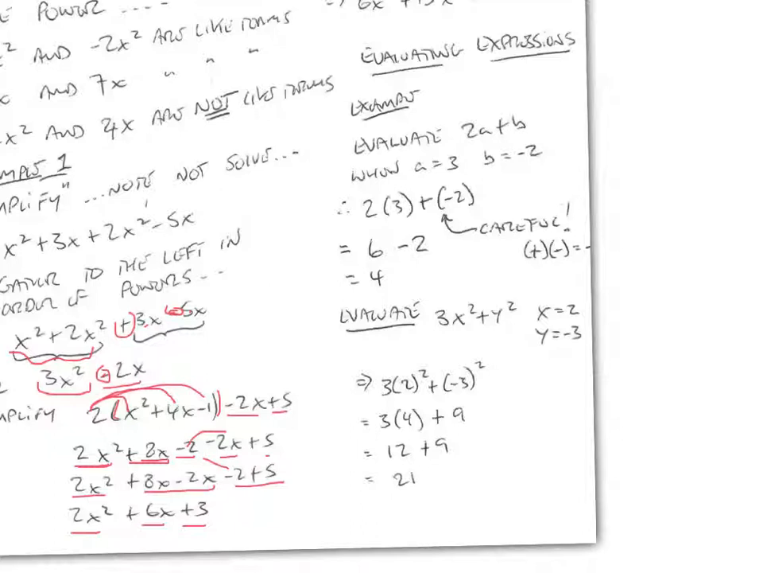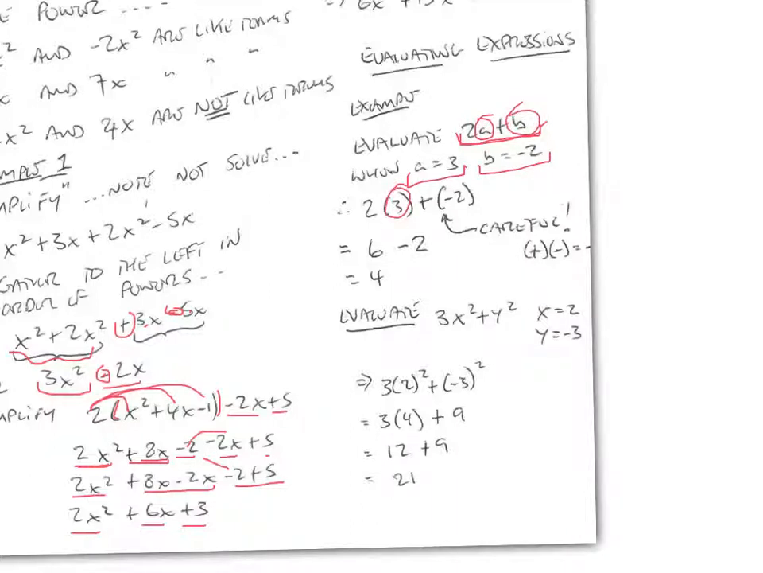Sometimes we're asked to evaluate expressions. So we're given an expression 2a plus b, moving away from x's and y's now for a change, where a is equal to 3 and b is equal to minus 2. How do you evaluate that expression? Well, you simply substitute 3 in for where you see a and minus 2 where you see b.